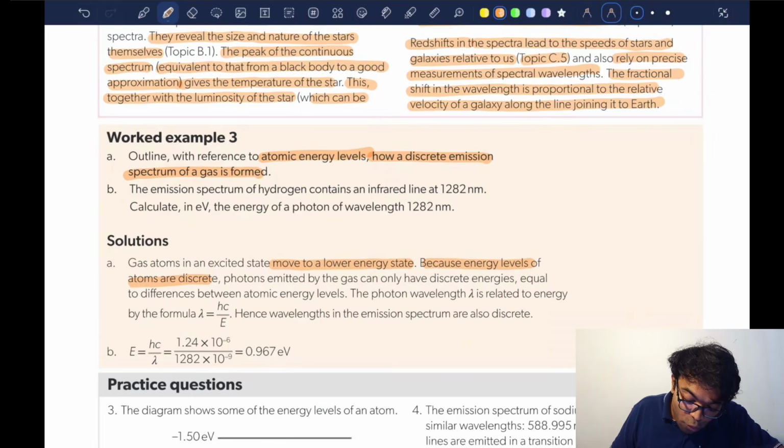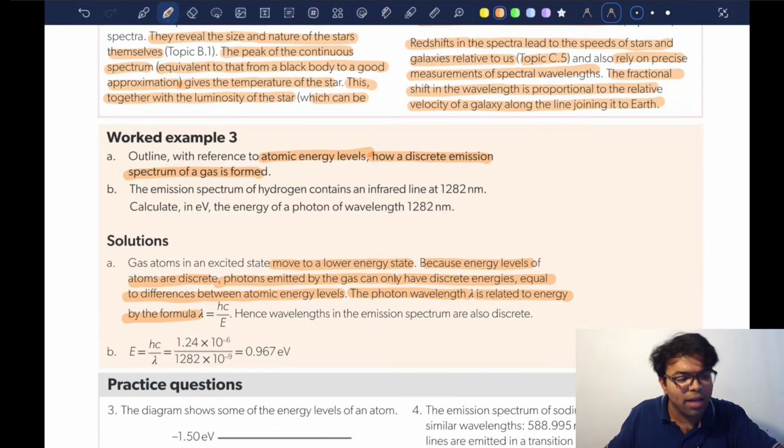Okay. Photons emitted by the gas can only have discrete energy levels equal to the difference between the atomic energy levels. The photon wavelength lambda is related to the energy by the formula lambda is equal to hc upon E. We know this.